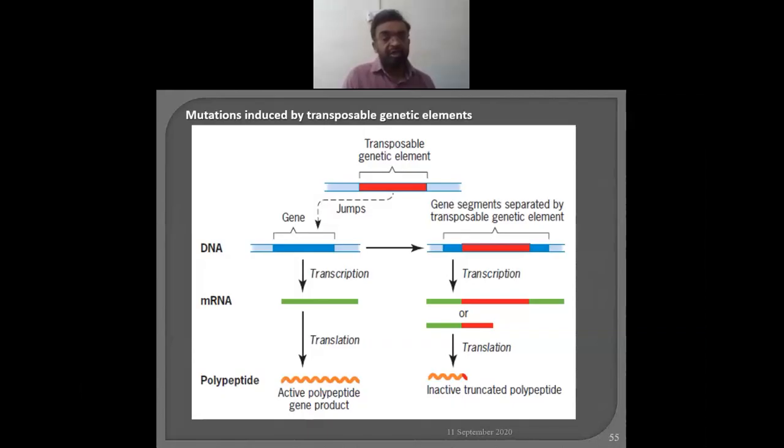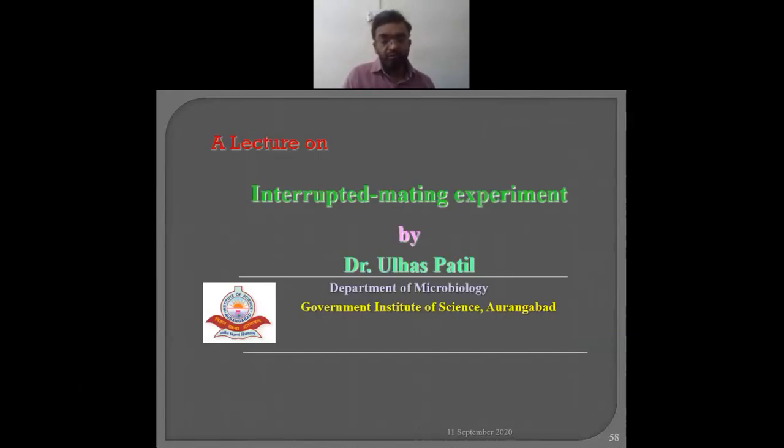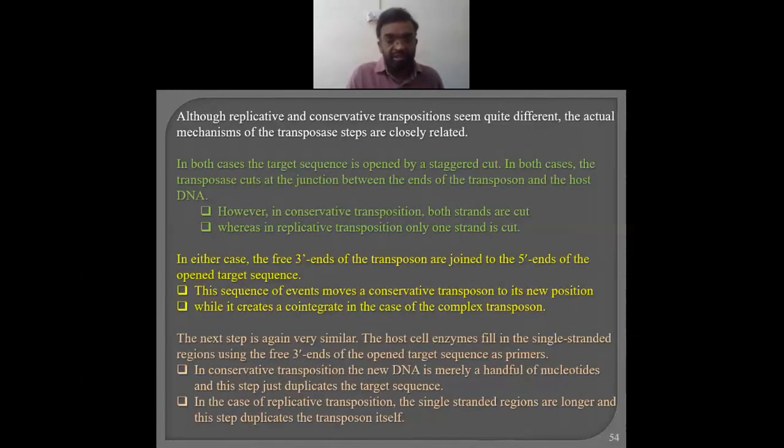The transposable element point is complete now. In the next lecture, we have to discuss the interrupted mating experiment. For that purpose, I request you to please read about conjugation. I think probably in TYBSc you have studied conjugation. After revision, we are going to continue with the significance of the interrupted mating experiment, what it gives, what the purpose of this experiment is, and what conclusions are made by it. We are going to discuss that in the next lecture.